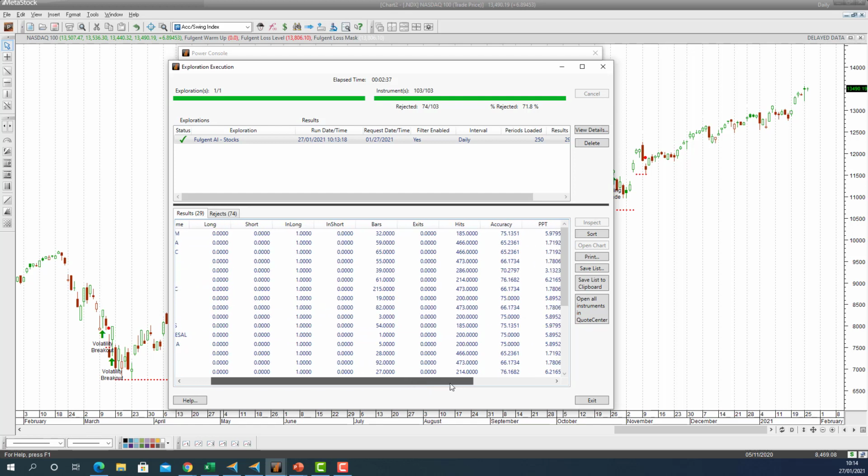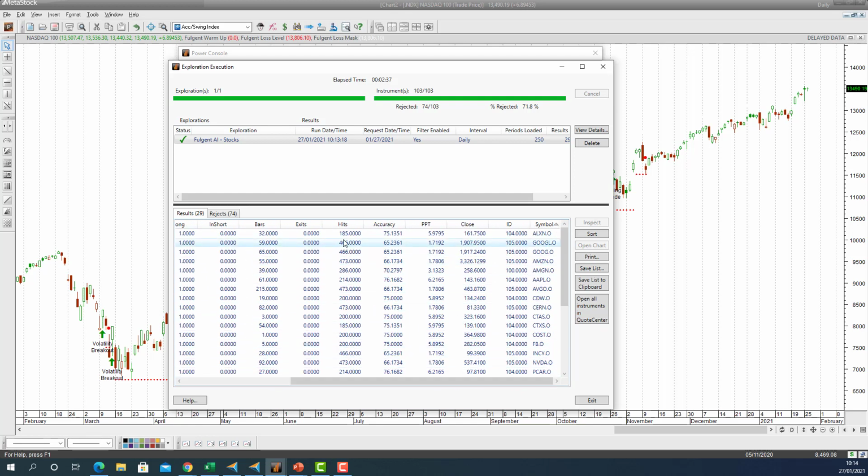If we move across, we can see hits. This is the amount of times that the AI signal fired in the testing period. That's the percentage accuracy, and the average profit per trade in the testing period. So you can see there's quite a significant average profit per trade over the entire testing period.